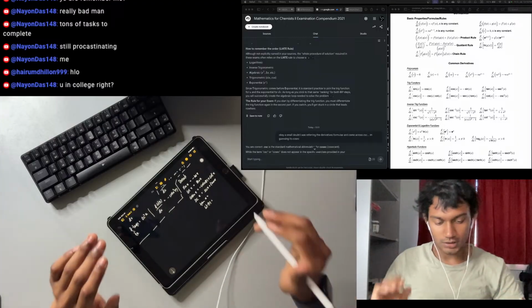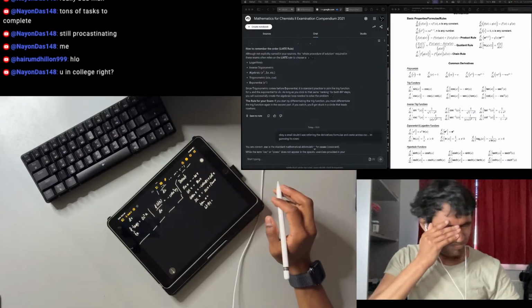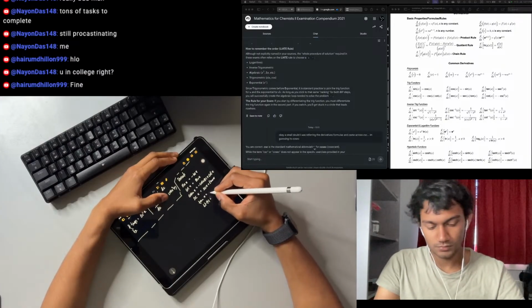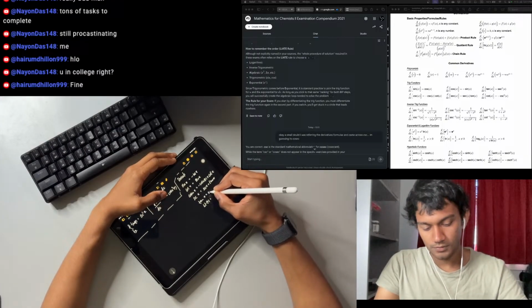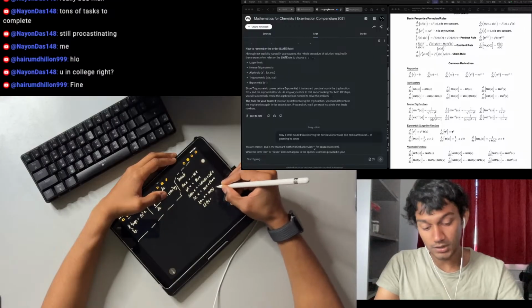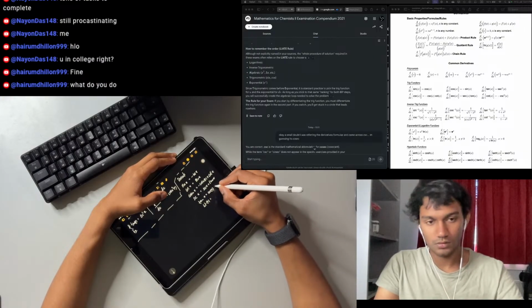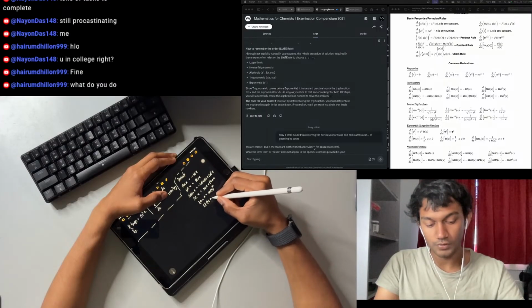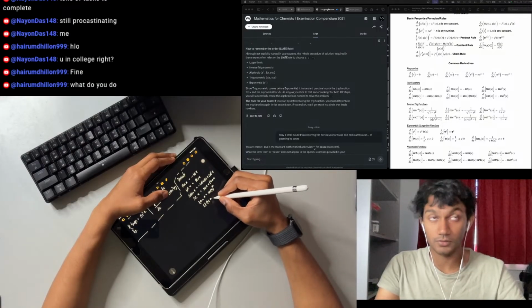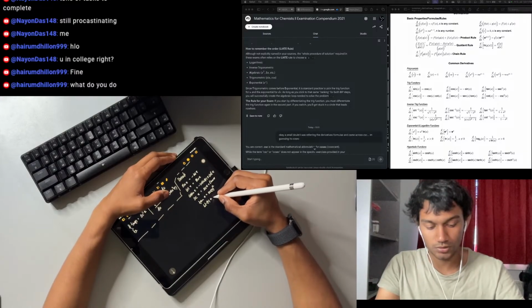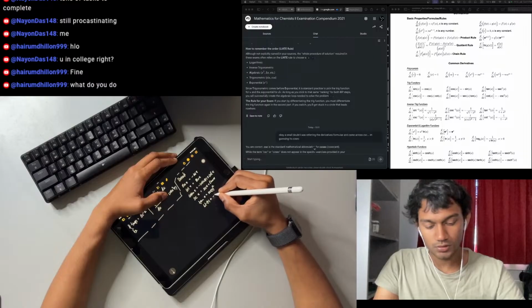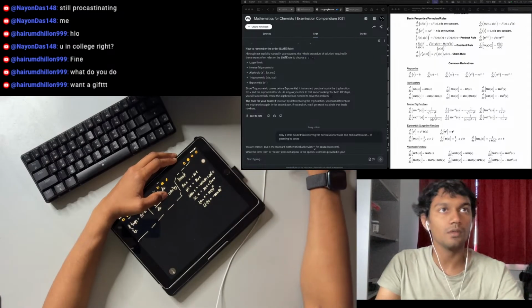Okay. Tan x. I forgot tan x. I think it's sec square x. Fine. Fine. What do you do? I don't know if you could read the title, but I am memorizing math formulas, basic math formulas, because I'm stupid. Cot x equals minus cosine x square. Oh, got it right.